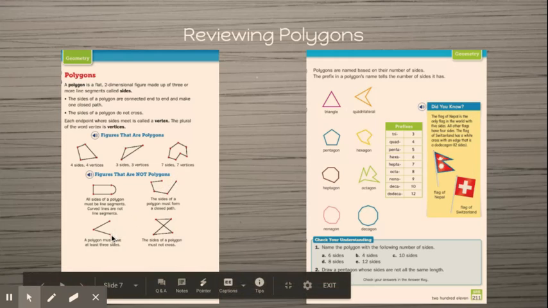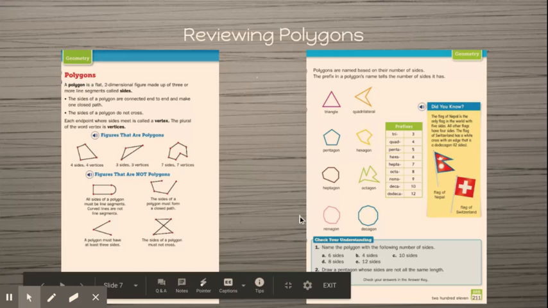This one is not a polygon because a polygon has to have at least 3 sides, so this one only has 2. And the final one is not a polygon because my sides cannot cross. So this line crosses over this line.